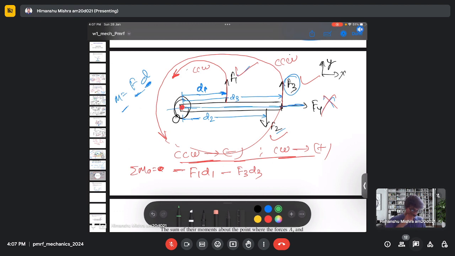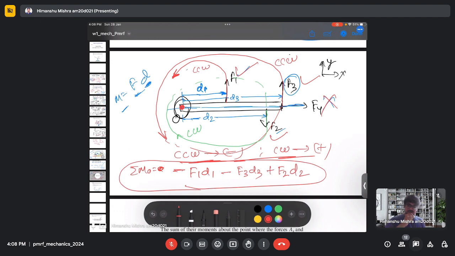But with F2 now, what is happening? The F2 about O will go like this, it is going like this and come back. So F2 is actually going in the clockwise direction, so the movement due to F2 is positive. Positive F2 D2. So this will be your movement equation.